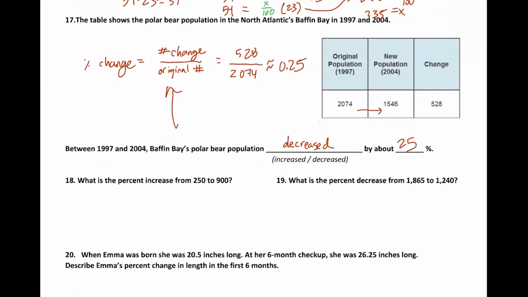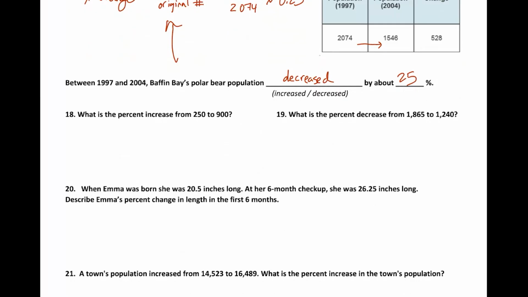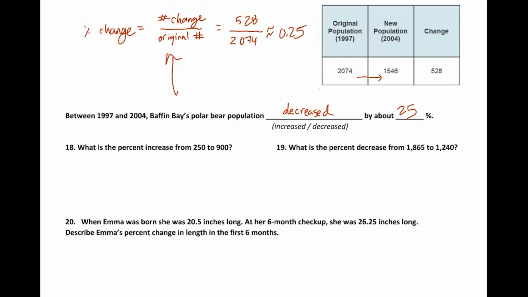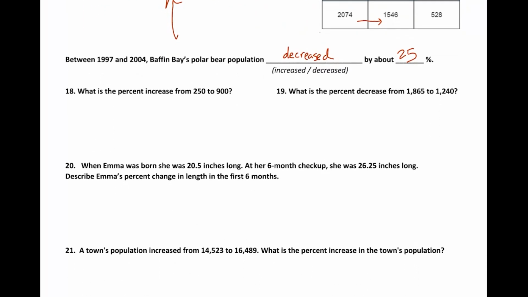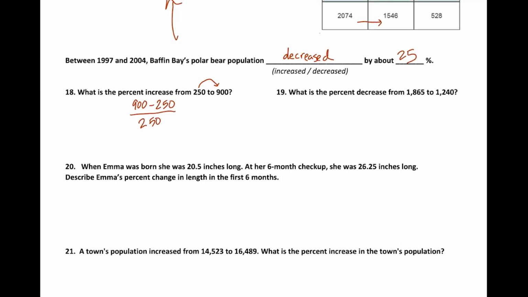Number 18, it says, what's the percent increase from 250 to 900? So for percent increase, we'll go back to this formula. How much did the number change? And we'll divide by the original number. So how much did it change to go from 250 to 900? Well, we could just subtract that. 900 minus 250 divided by the original amount, 250. That's going to be about 2.6. So we can say 260% is the percent increase. And maybe I should be more specific here and actually say that it's an increase.